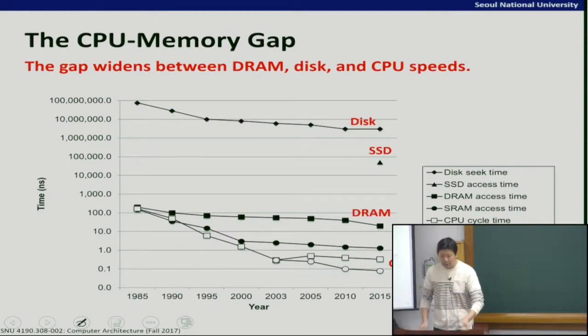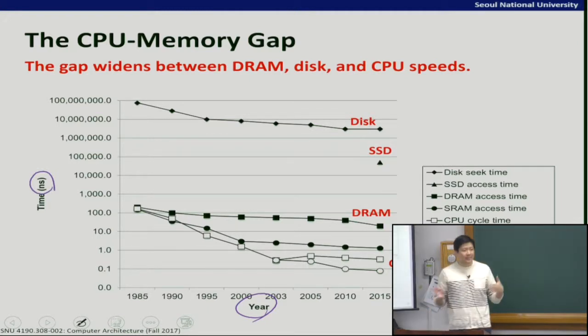So here, let's think about the CPU and memory performance gap. This is a historical trend line. The x-axis is the year. We track this trend from 1985 up until recently, 2015. This shows the historical timeline in log scale, by the way, in nanoseconds. This is the typical access time, like how much time it takes to fetch a single word of data. And this CPU time is the clock cycle time of a CPU.